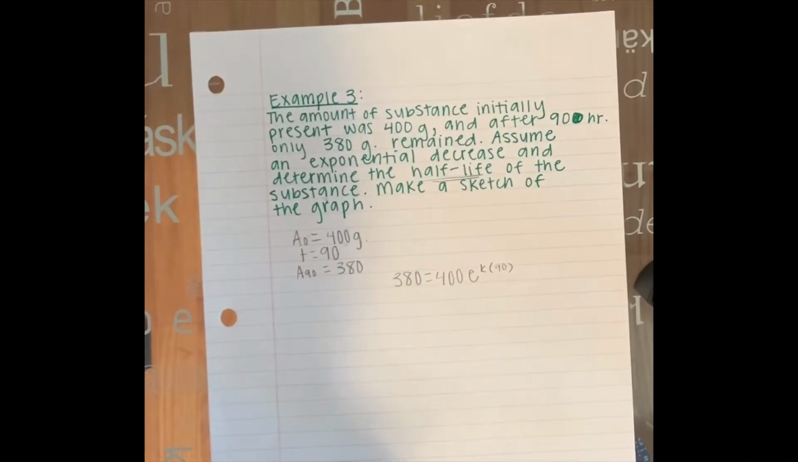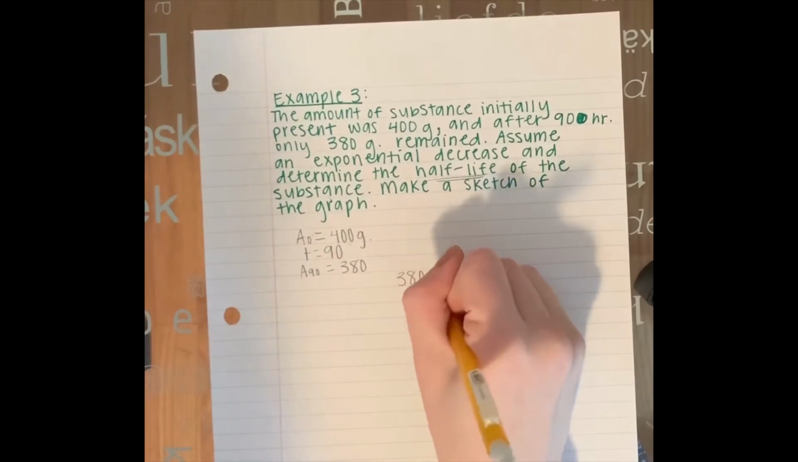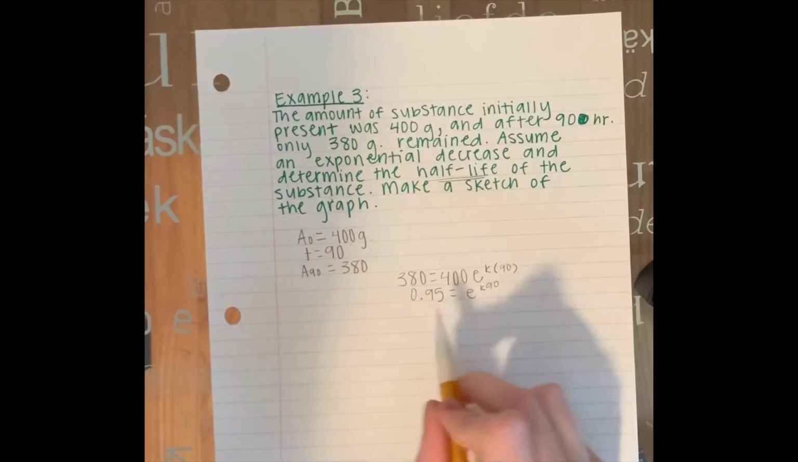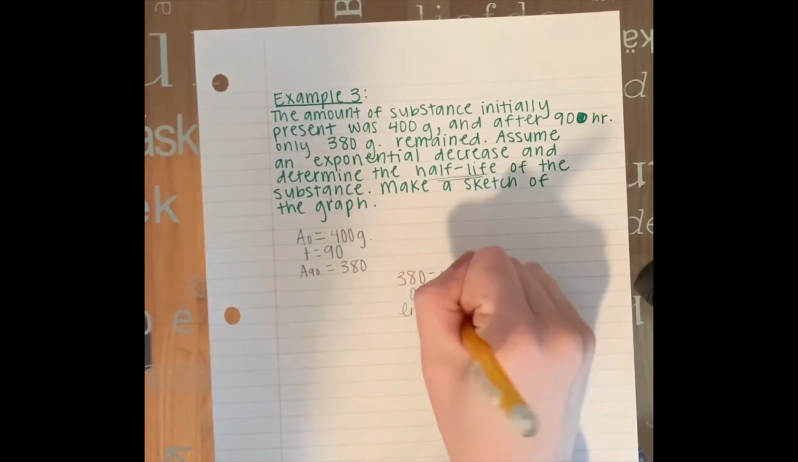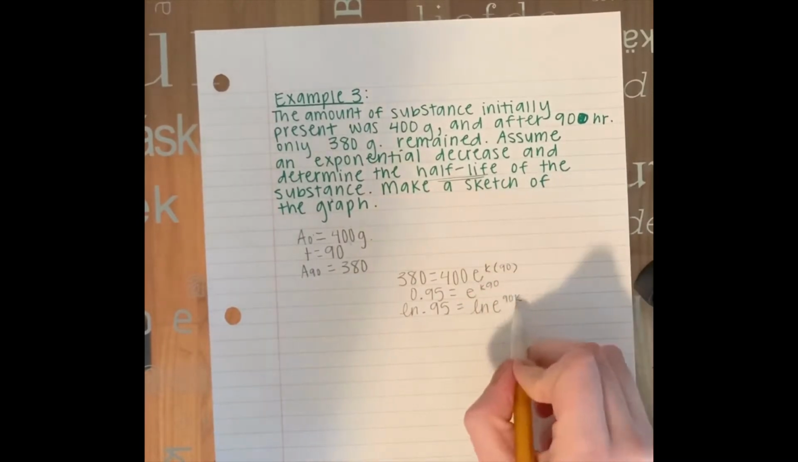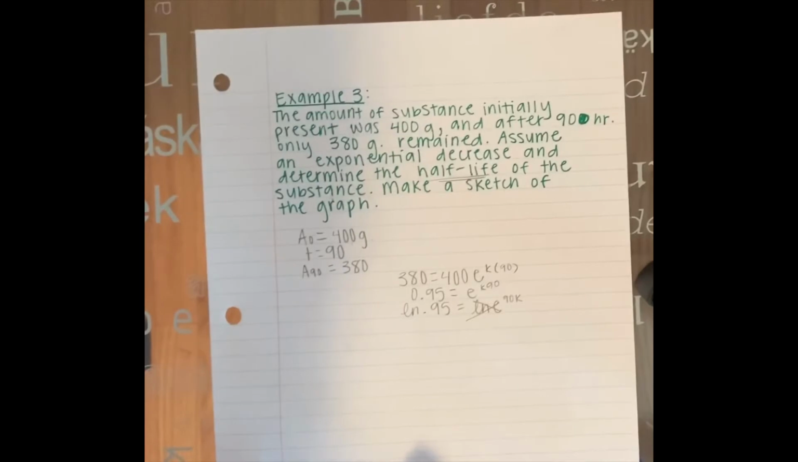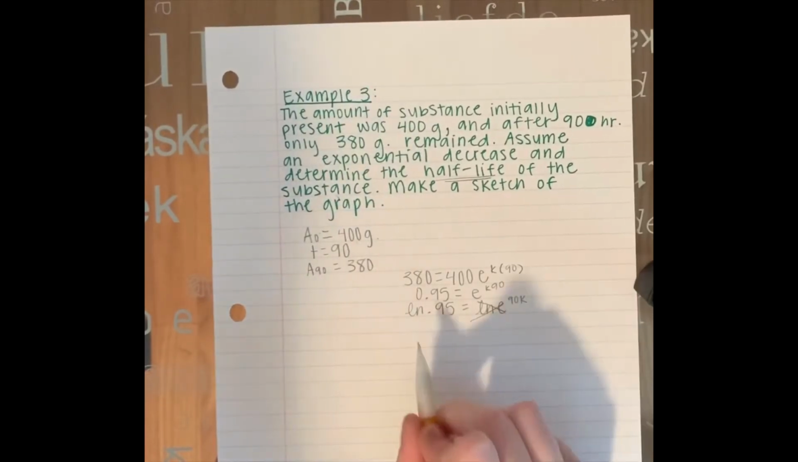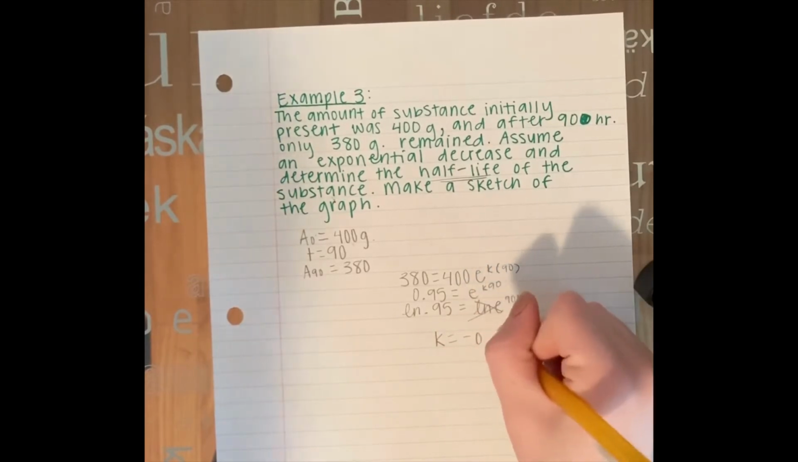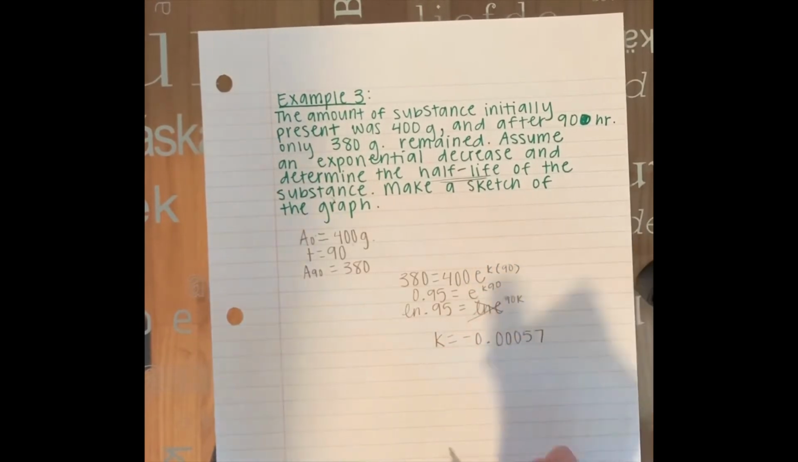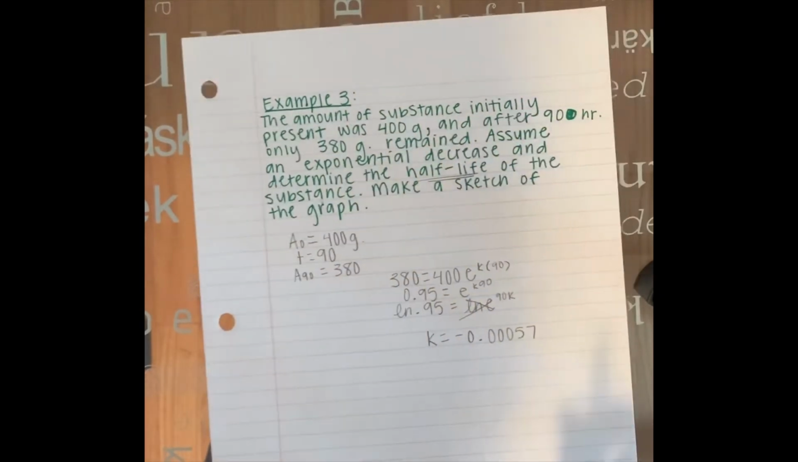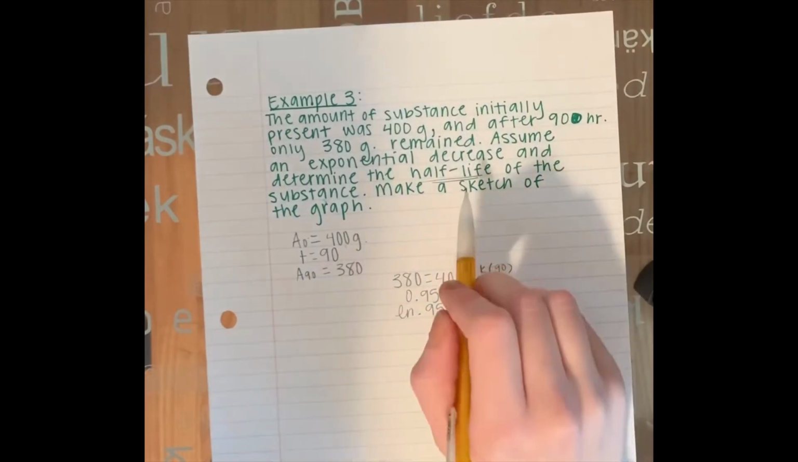So divide both sides by 400, and you should get 0.95 equals e to the k times 90. Then take the ln of both sides. I'm going to switch 90 and k so it looks a little better. ln and e are going to cancel out, and then you just divide both sides by 90. If you do that correctly on your calculator, you should get negative 0.00057. It says exponential decrease, so we should have gotten a negative k. Perfect.